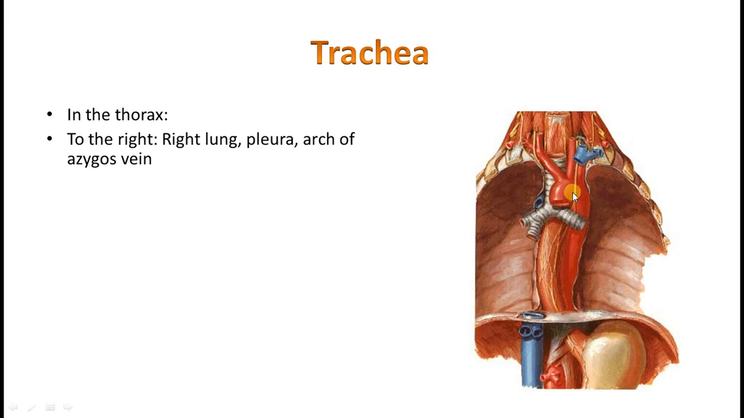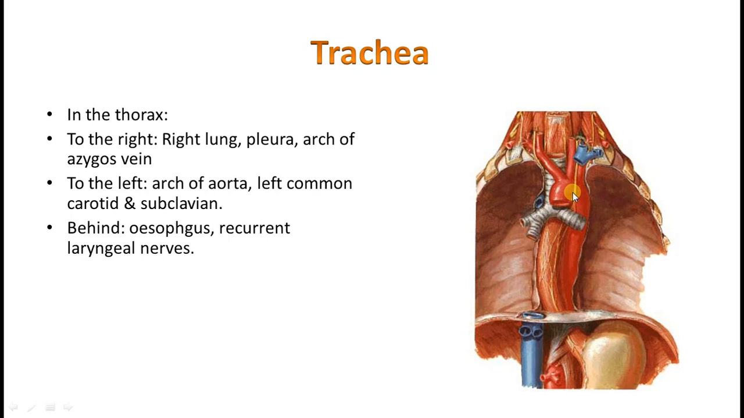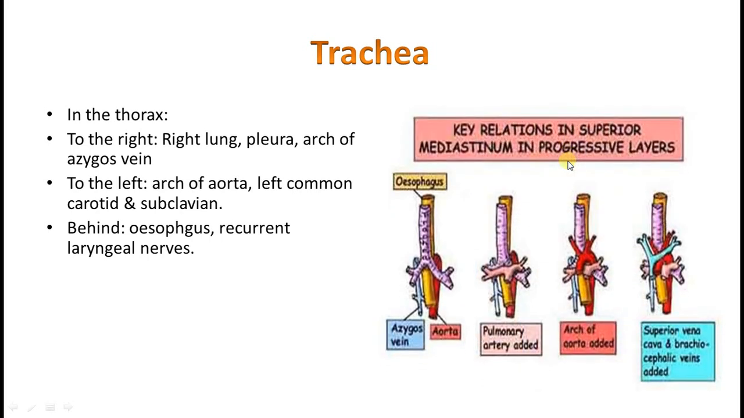So on the left side, you see the arch of aorta, and then the common carotid artery and brachiocephalic, they are somewhat anterior, but as they move upwards, they move to the respective right side and the left side in a hemispherical fashion. Right and left side in the hemispherical fashion. Okay. So behind you have the esophagus and recurrent laryngeal nerve, which I have already told you. So these are the structures.